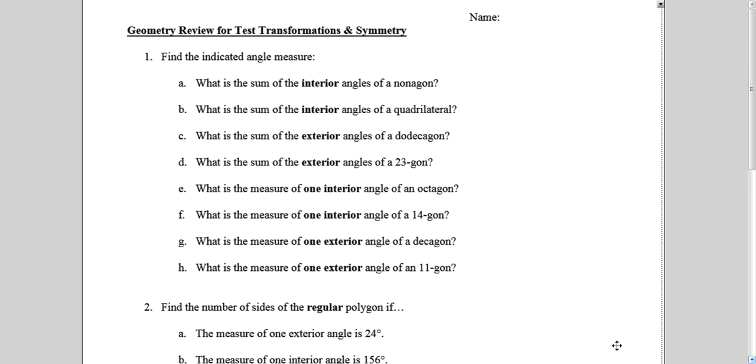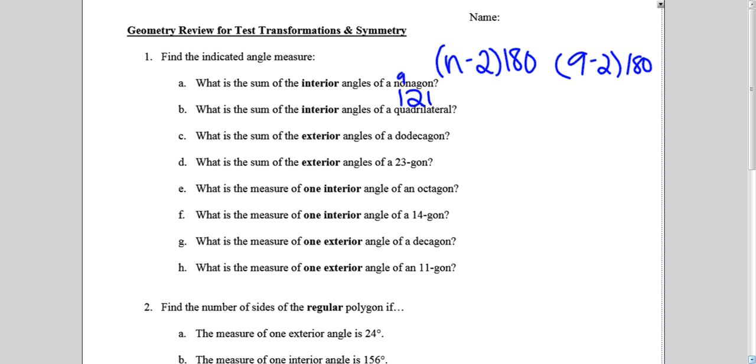All right, number one, it asks you to find the indicated angle measure. So A is asking what is the sum of the interior angles of a nonagon. Your formula is n minus 2 times 180. Plug in, your nonagon has 9 sides, so that's 9 minus 2 times 180. You plug that in on your calculator, and you get 1,260 degrees.